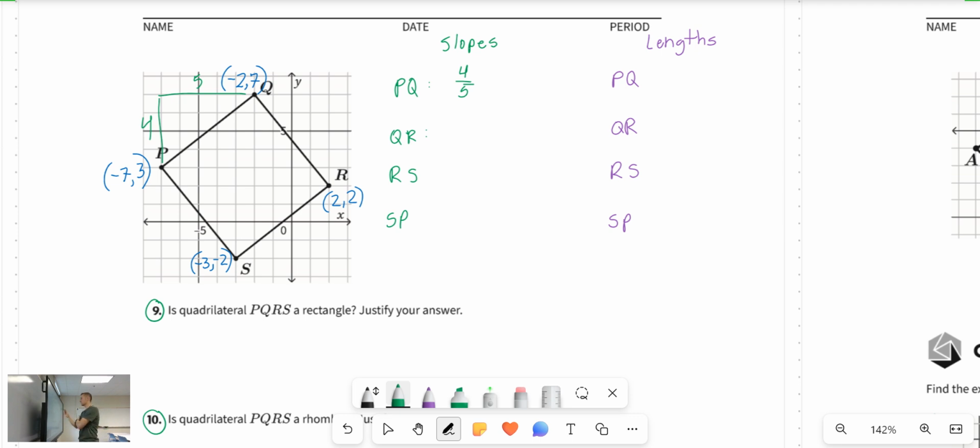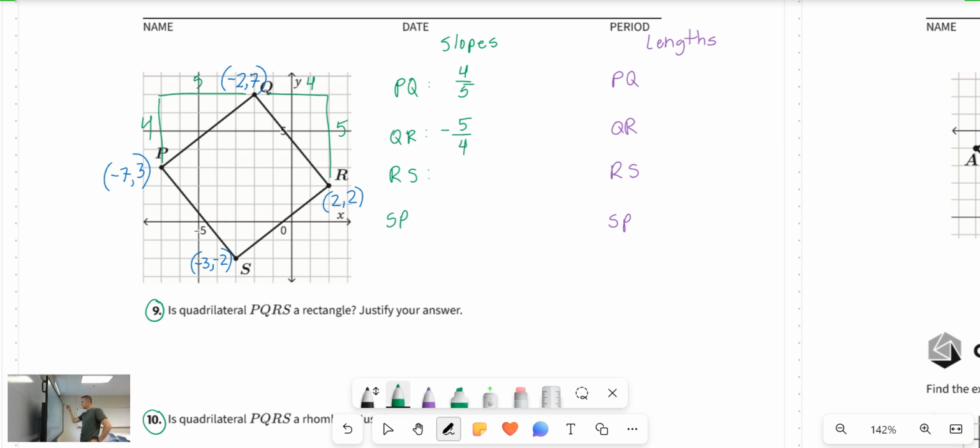From Q to R, it's going to be negative something. It's up 1, 2, 3, 4, 5. So this is 5 and 4, right? 5 and 4. Oh, it's really not letting me write there. There we go. 5 and 4. So this is -5 over 4.